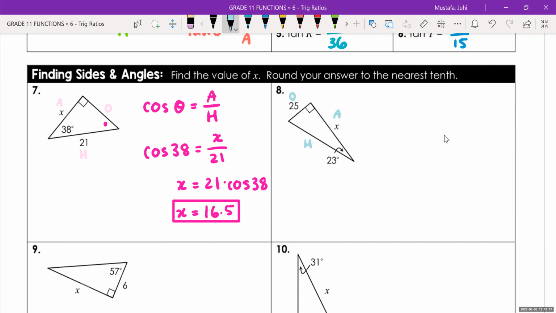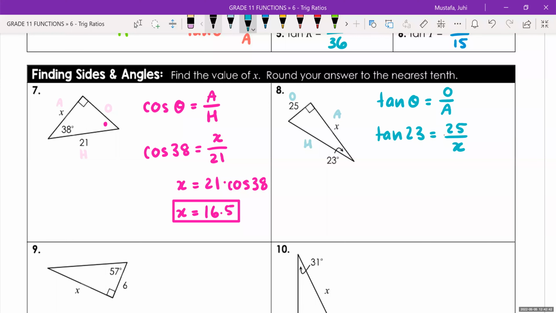We have an angle, we have the opposite side length. We're trying to find the adjacent side length. So we're going to use sine, cos, or tan. Good. So we're going to go tan theta is equal to opposite over adjacent. And do you have to write the formula? You don't. I'm just doing it so we remember what side lengths are where. And then tan 23 is equal to 25 over x.